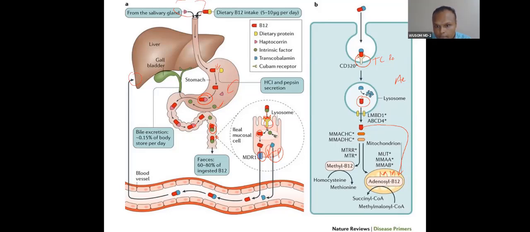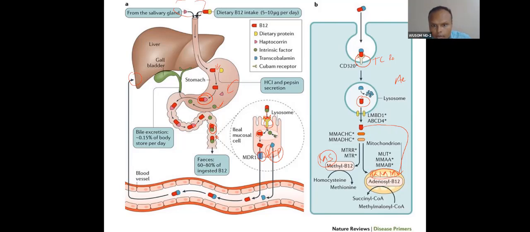And MMM is present inside mitochondria, not in cytosol, and this is part of the propionic acid pathway. Now, the second enzyme is methionine synthase. So this methylcobalamin will form part of methionine synthase. Only two enzymes are present. One is a mitochondrial enzyme, which is part of the propionic acid pathway. And one is a cytosolic enzyme, which is called methionine synthase.